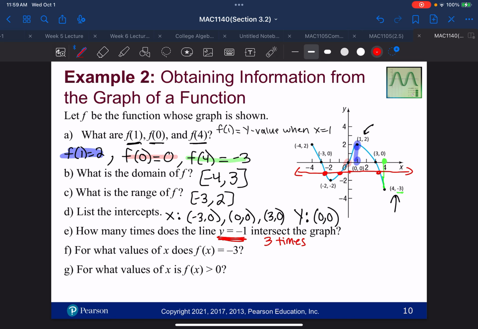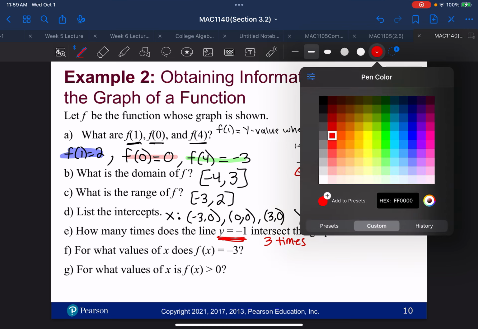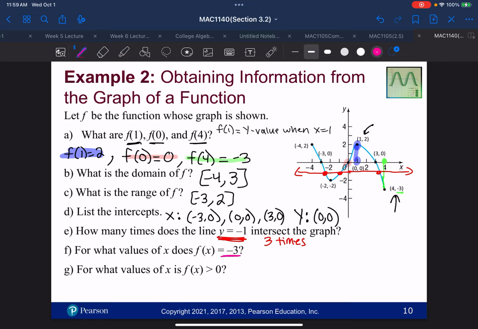F, for what values of x does f of x equal -3? So now we're looking at the y value of -3, which is right here. And we're trying to determine what values of x the function has a y value of -3. The only one that lines up with y is -3 is this point here. And that x value is 4. And I'll write it like this, actually.